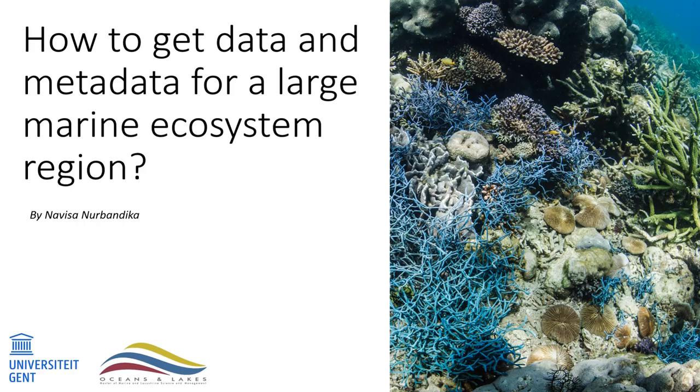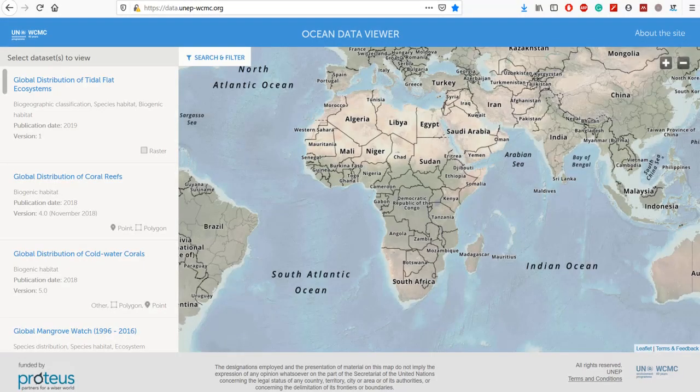Hi, with this video, I want to show you how to get data and metadata for a large marine ecosystem region. For this purpose, I want to recommend you to use Ocean Data Viewer by the United Nations Environment Programme. It has various spatial datasets such as habitat, ecosystem, and species distribution around the world. And the most important thing about this website is that it is very user-friendly.